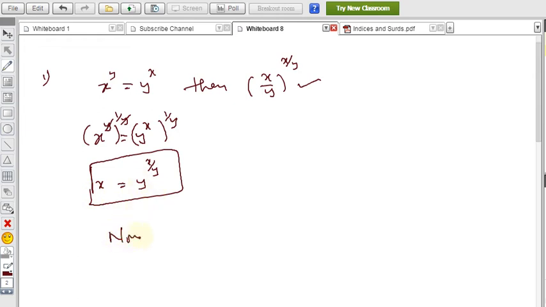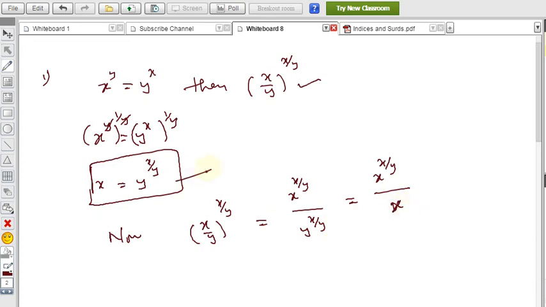Now x by y whole to the power x by y value. You split this: x to the power x by y, and y to the power also the same x by y. Now x to the power x by y as it is, but y to the power x by y is x. This is the first equation. So from the first, you understand, right? X is equal to y power x by y we got. Now instead of y power x by y, I have written x.